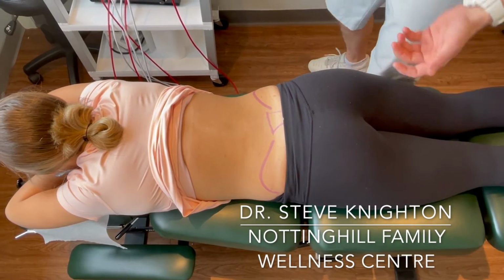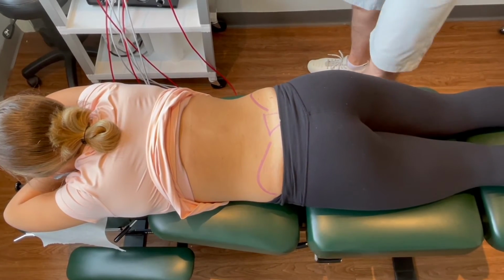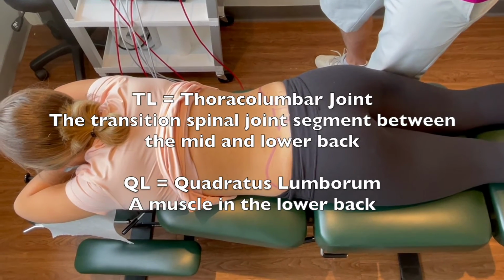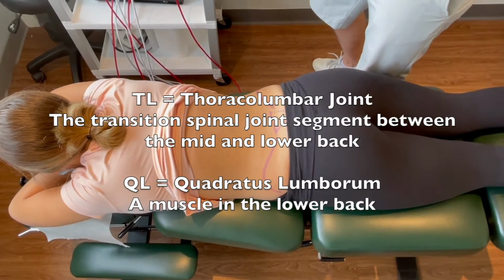Today we're going to go over a TL or a QL injury. And what those are is your thoracic lumbar junction and your quadratus lumborum muscle.